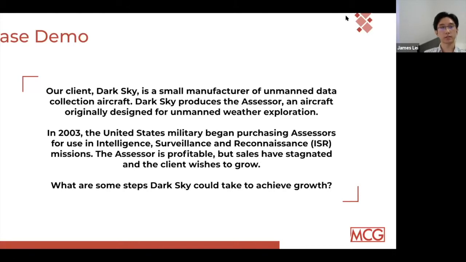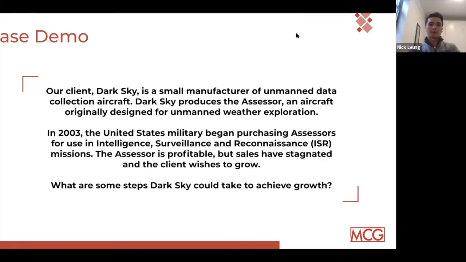Our client in this case is Dark Sky, and they're really a manufacturer of some data collection aircraft. Specifically, they've produced the Assessor in years past, which has focused largely on unmanned weather exploration. Back in 2003, Dark Sky began a contract with the United States military, where these assessors were purchased for ISR missions. And even though the Assessor continues to be profitable, sales seem to have stagnated. So we're looking for some solutions to maybe increase either on the price or the quantity side. Perfect. I think you have all the information. Great. So then could I take a couple seconds just to quickly think through my approach to this problem?